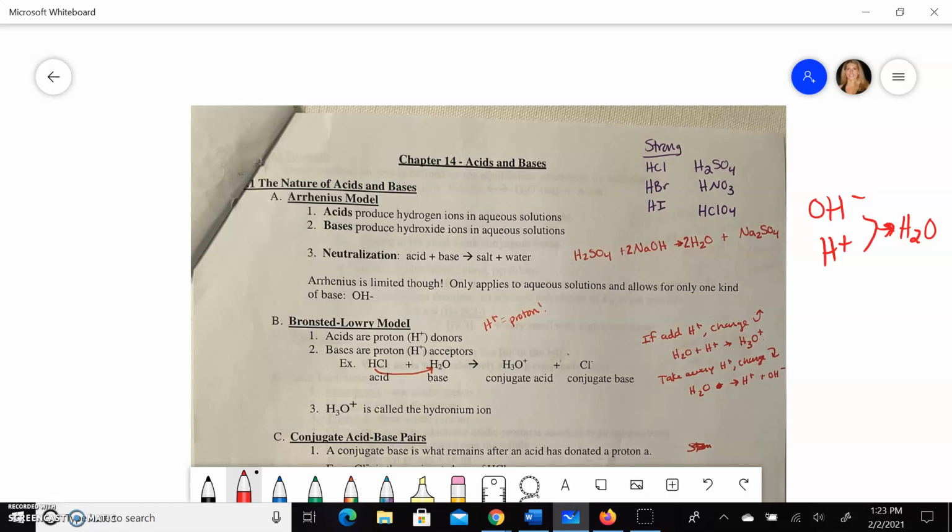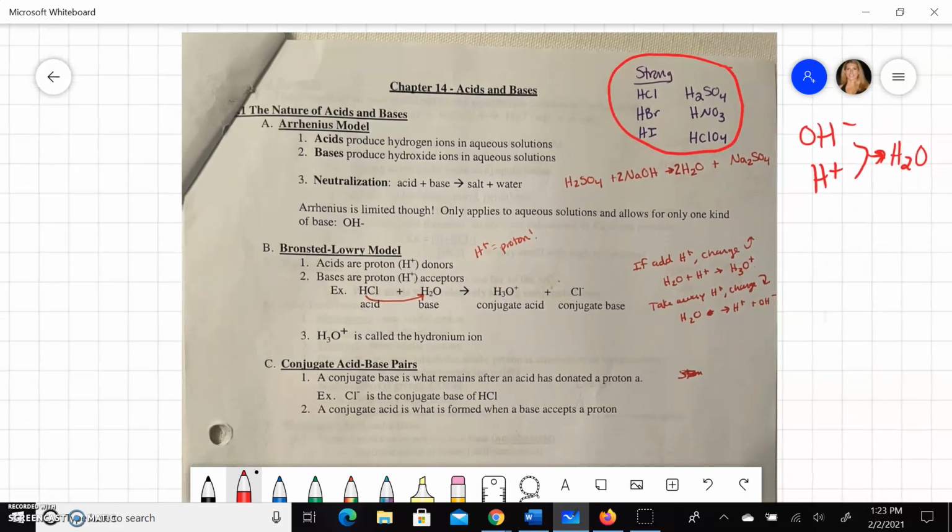There are 6 strong acids right here, so you need to be very familiar with these. Make sure you put those on an index card somewhere or a sticky note. You're going to need to know off the top of your head which one of these are strong and which are weak. And the good news is that if it's not one of these 6, then it's a weak acid. So you only have to know those 6.